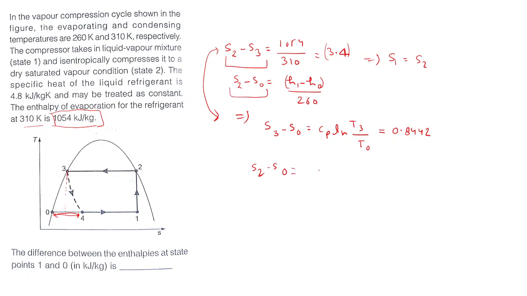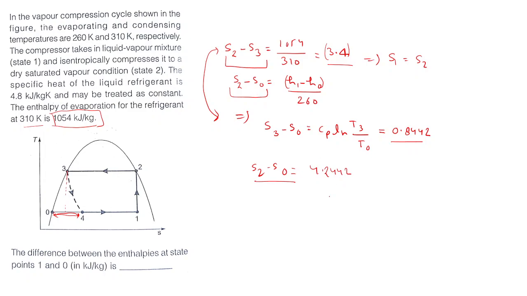So how much does this come to? Add this and this: 3.4 plus 0.8442 is 4.2442. So now you know S2 minus S0.